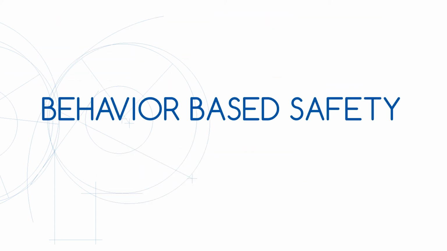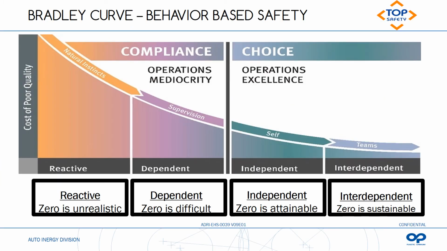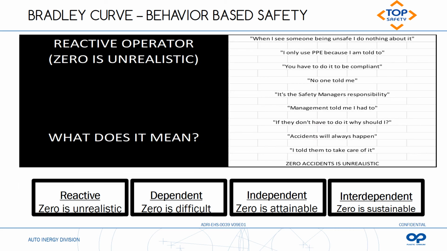Now we are going to be going over behavior-based safety. For behavior-based safety, we will be looking at the Bradley curve. There are 4 categories we will be going over. They are reactive, dependent, independent, and interdependent. So starting off, looking at a reactive operator, 0 is unrealistic. What does this mean? This means when I see someone being unsafe, I do nothing about it. I only use PPE because I am told to. You have to do it to be compliant. No one told me.